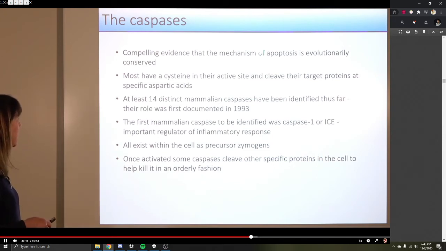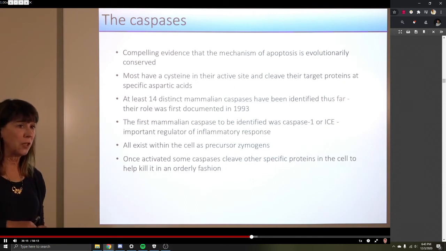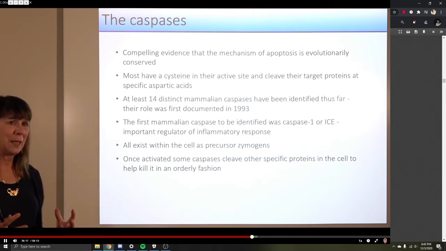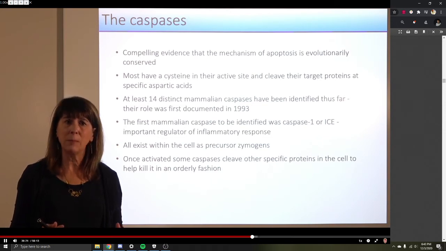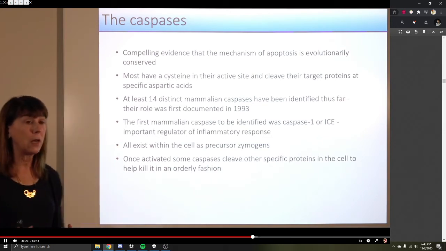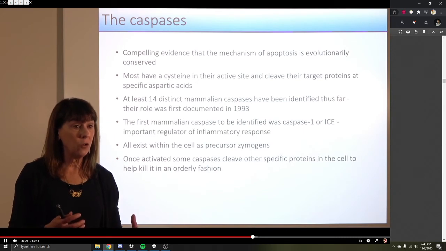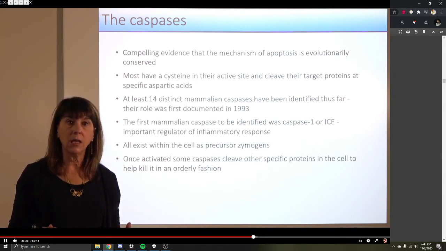There's compelling evidence that the mechanism of apoptosis is evolutionarily conserved. And just remember, we're still learning a lot about this. It wasn't that long ago when people didn't believe there was programmed cell death. But we now know. Now you can imagine, if you have too much programmed cell death, that something goes haywire, you can understand how you can start having disease states.